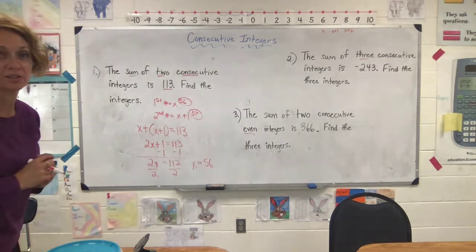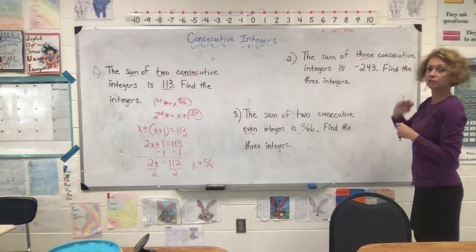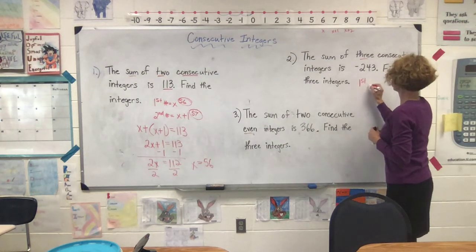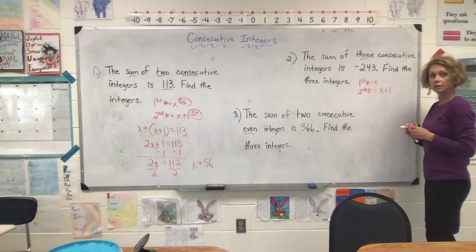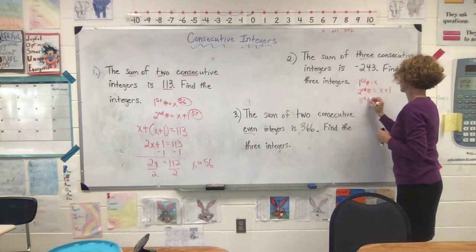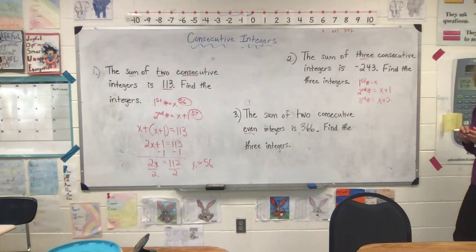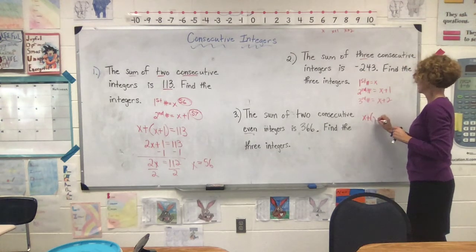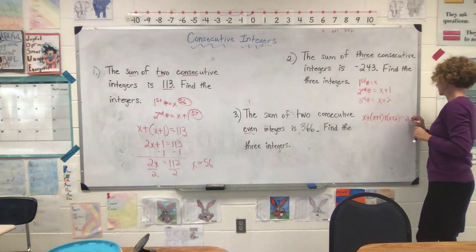Let's look at another one over here. What if you have 3 consecutive integers in your problem? The sum of 3 consecutive integers is -243. Find the 3 integers. All right, so let's let our first number be x. Let's let our second number be x plus 1. And then our third number would be x plus 2. And now I can set up an equation with all of those expressions equal to -243. I have x plus x plus 1 plus x plus 2 equal to -243.